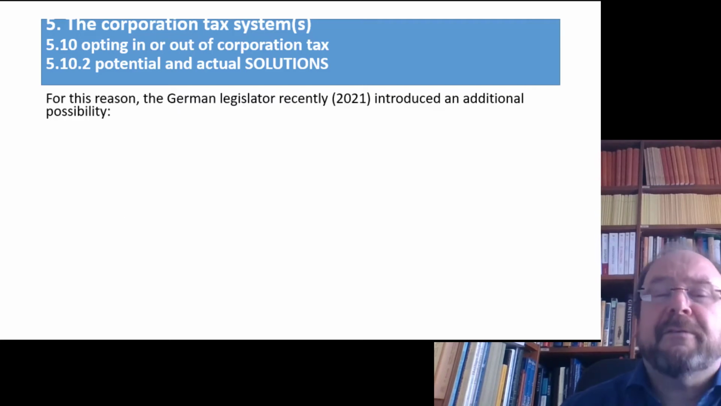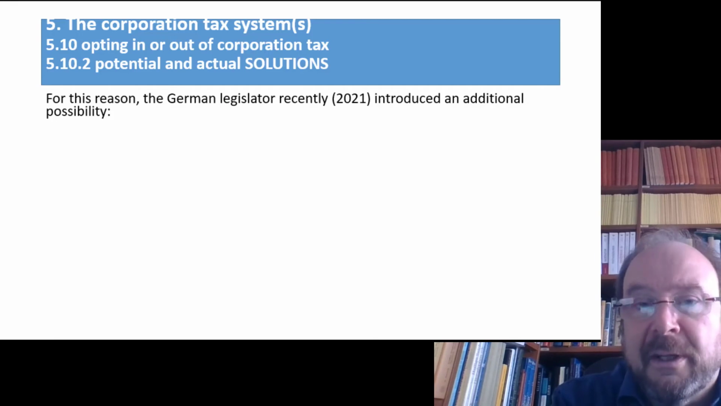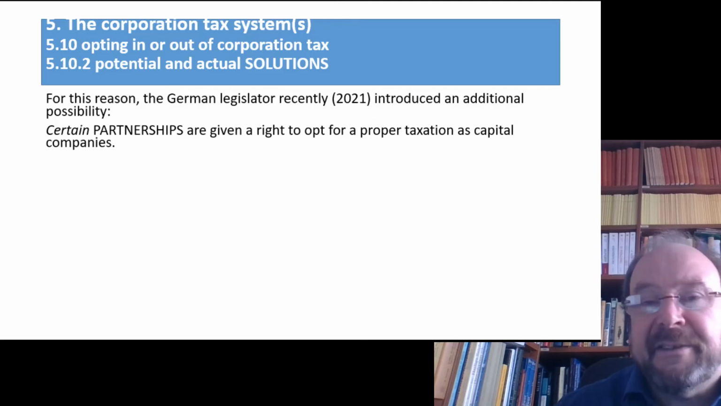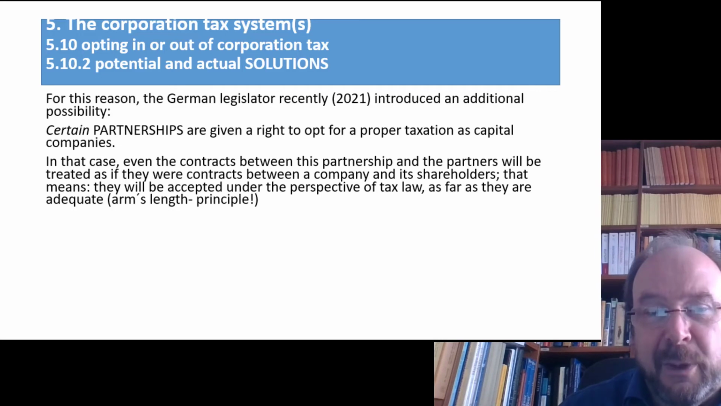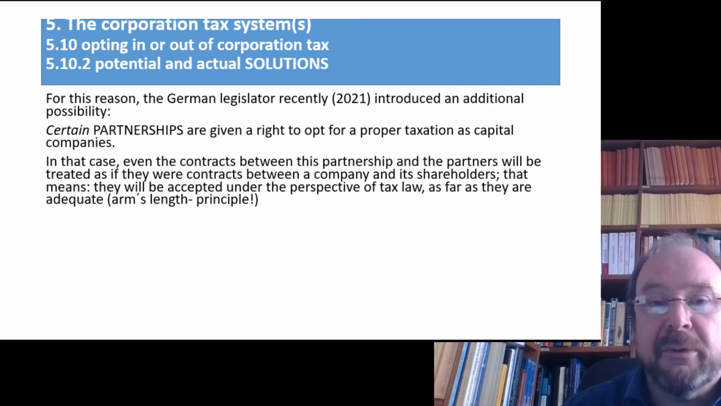Well, for that reason, Germany has recently, that is this year 2021, introduced an additional option. In the KStG, certain entities, certain partnerships are given a right to opt for a proper taxation as if they were capital companies, so as if they were a GmbH or an AG. In that case, the fiction is wider, because if you draw that option, then even the contracts between the partnership and the partners will be treated as if they were contracts between a company and the shareholders. And that means they will be accepted under the condition, or as far as they correspond to the market conditions. They correspond to the so-called arm's length principle. I hope you remember that.